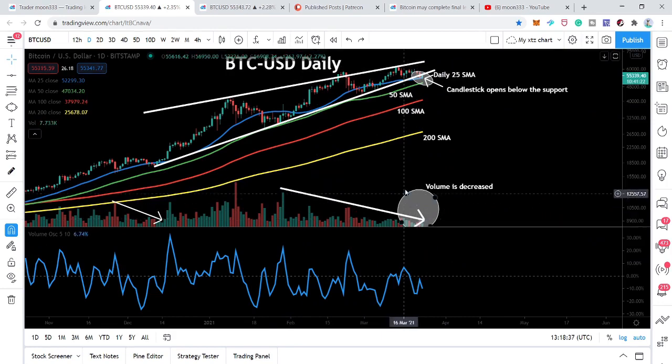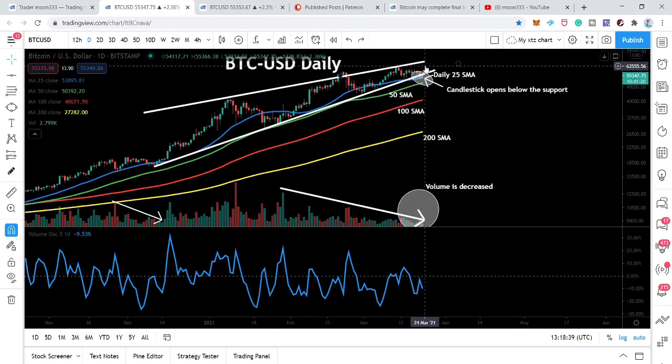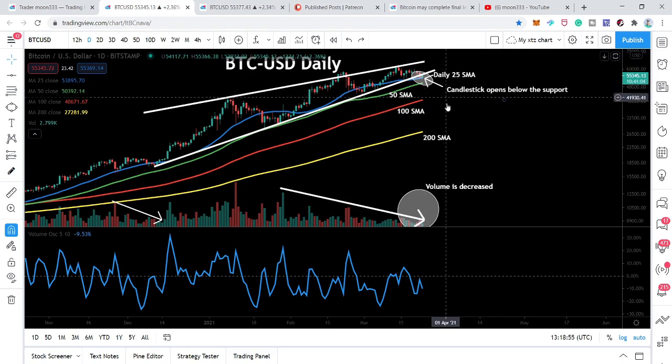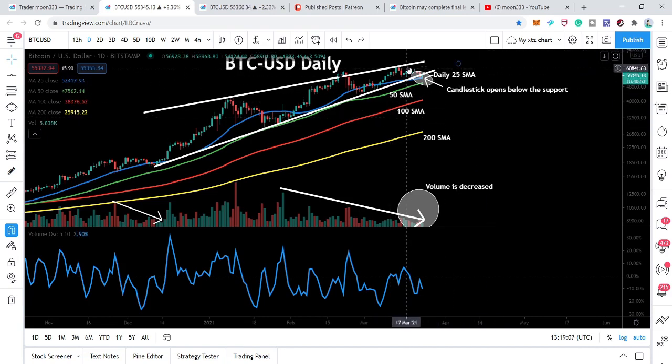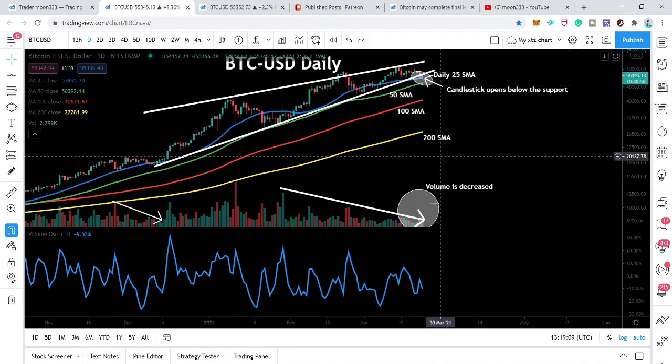If the buyers start buying from here, then we can expect a rally at least up to this resistance of the rising wedge pattern. That is approximately at $66,000 to $67,000. And from there, we can expect a breakout or another move to the downside. For example, if the price will break down this support of the rising wedge pattern, we need to take care of two things. First of all, we need to keep an eye on the volume.